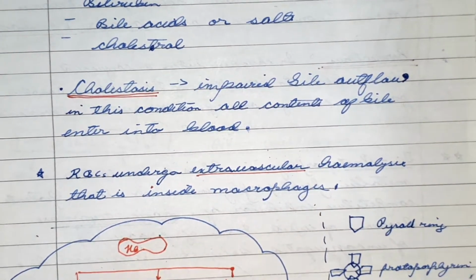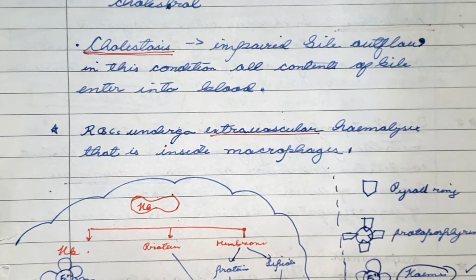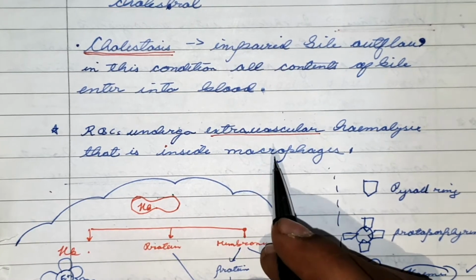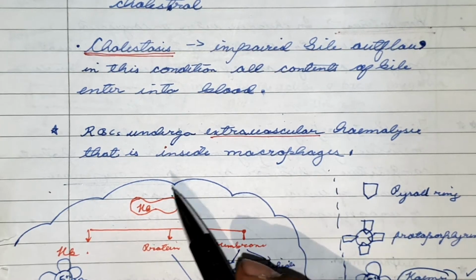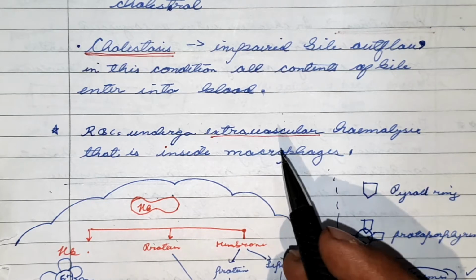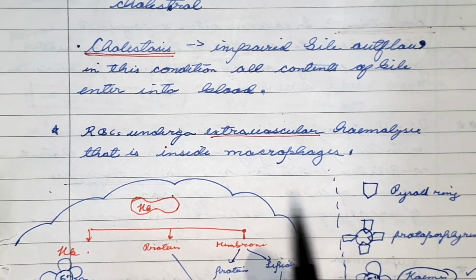Now, how is bilirubin formed? We have to understand this. For understanding this, we should know that RBCs, after completing their life cycle of 120 days, go to the spleen where they are destroyed by macrophages. This is called extravascular hemolysis because it is not taking place inside the blood vessels. It is taking place in an organ, for example, the spleen.